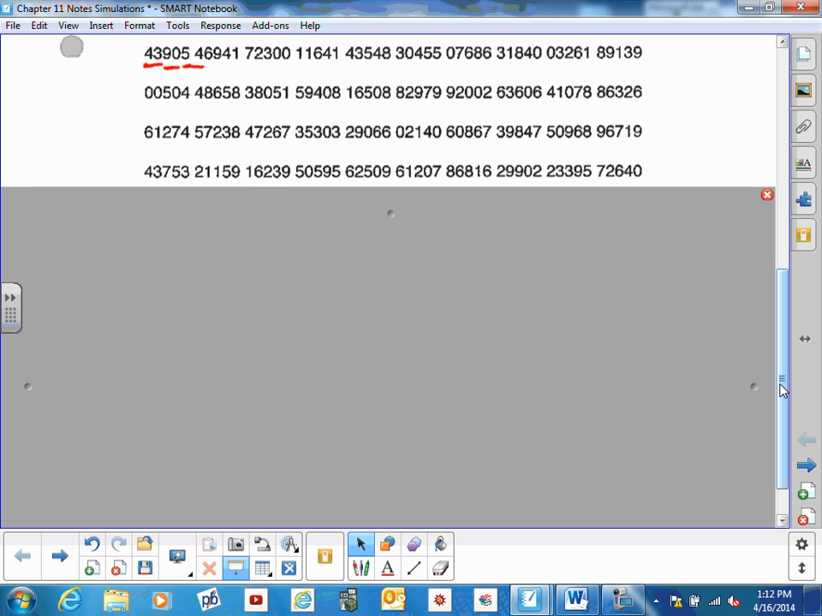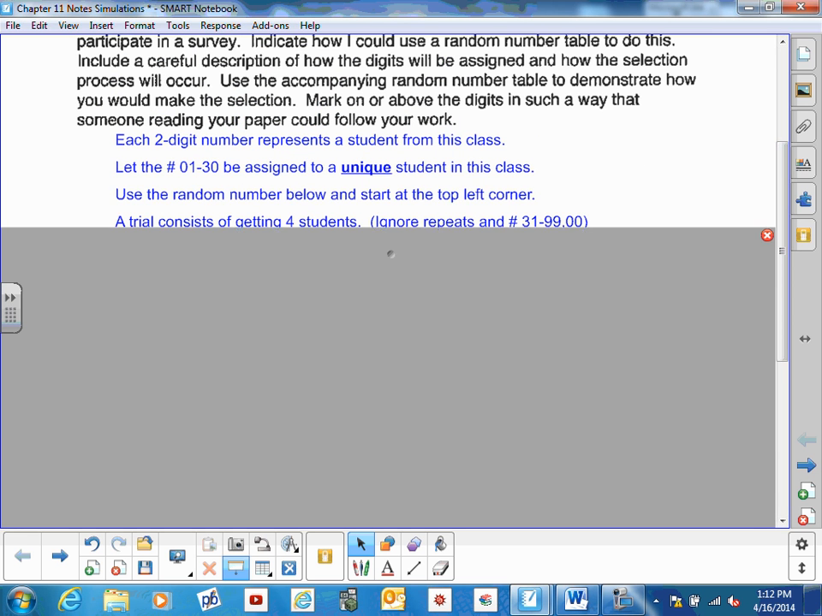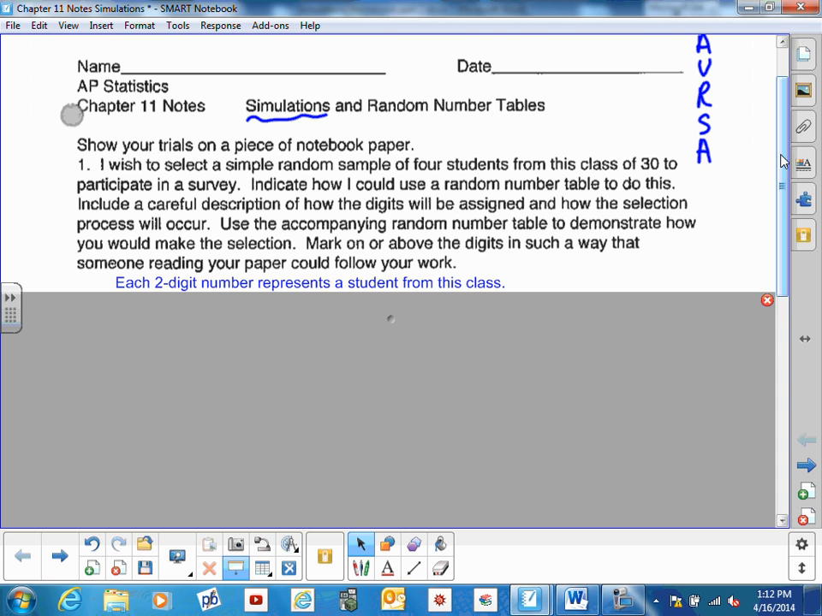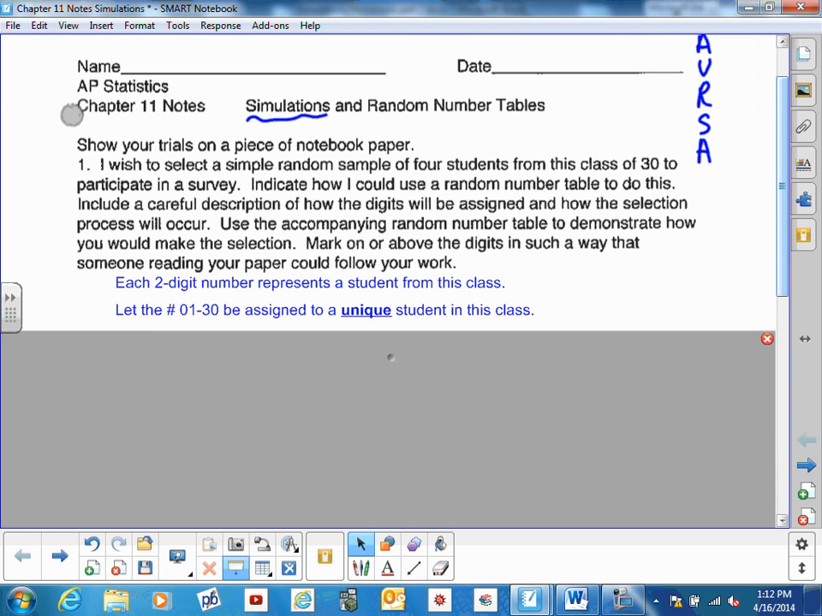So mathematically, what would I assign somebody who is number 1? How would I do that with two digits? Good, 0, 1. So, in fact, that's what the L is for in our next line. Let the numbers 0, 1 through 30 be assigned to a unique student in this class.